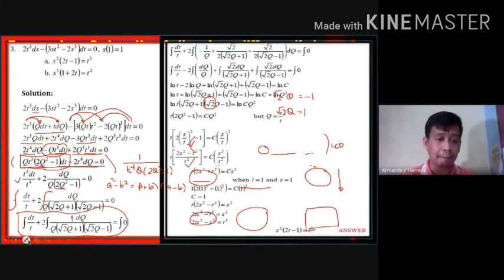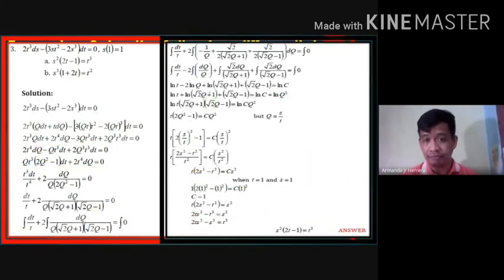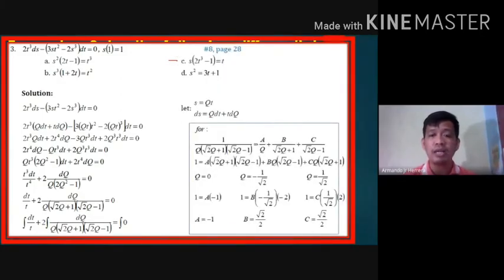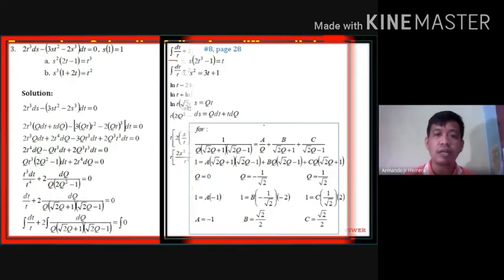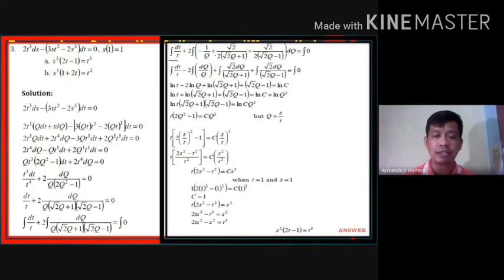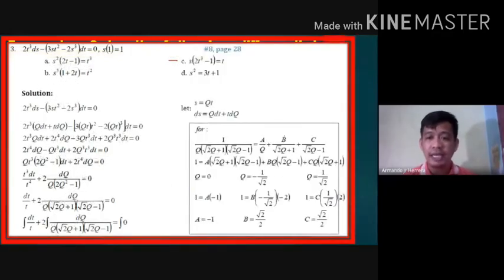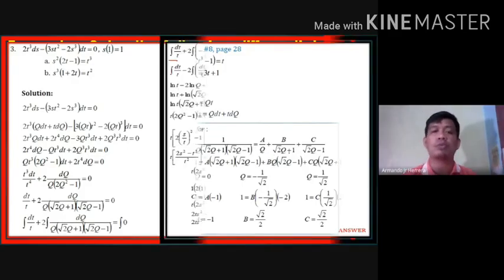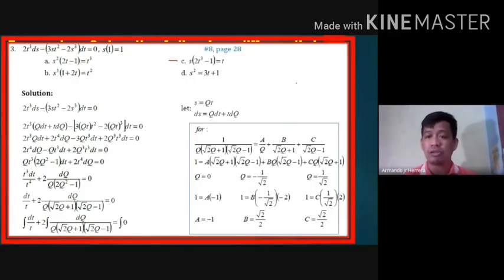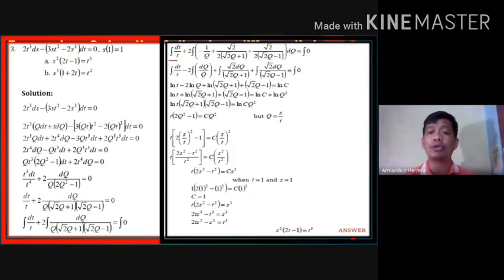Burahin muna natin. Okay. So square root of dt over t, ito pa rin siya, plus 2 times the quantity, the value of A is negative 1. So that becomes negative 1 over Q. So that's why meron ka dong negative 1 over Q. Plus letter B. Letter B is square root of 2 over 2 times the quantity square root of 2Q plus 1, giving you that. Plus C naman is also square root of 2 over 2 over square root of 2Q minus 1. dQ is equal to integral of 0.